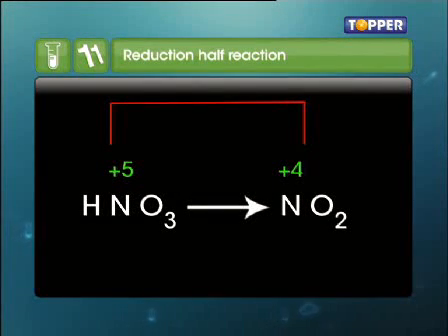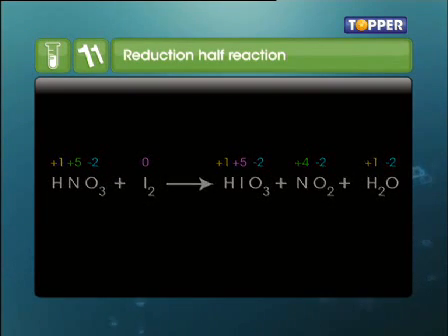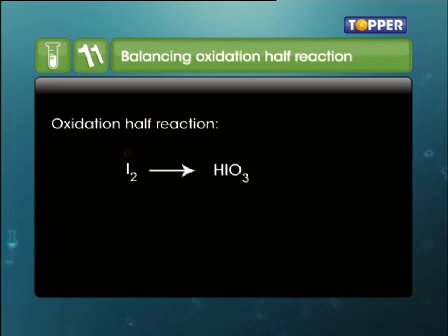Nitrogen in nitric acid has oxidation number +5 and decreases to +4 in NO2. Therefore, this is the reduction half. Each of the oxidation and reduction reactions will be balanced separately. Let us first consider the oxidation half reaction. Here, since there is an increase in oxidation number by 5, it will lose 5 electrons.